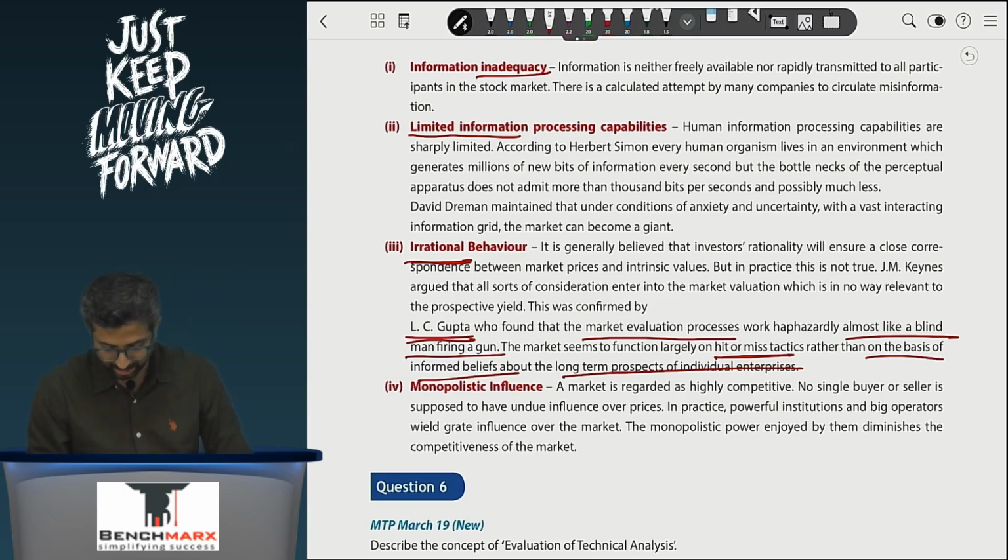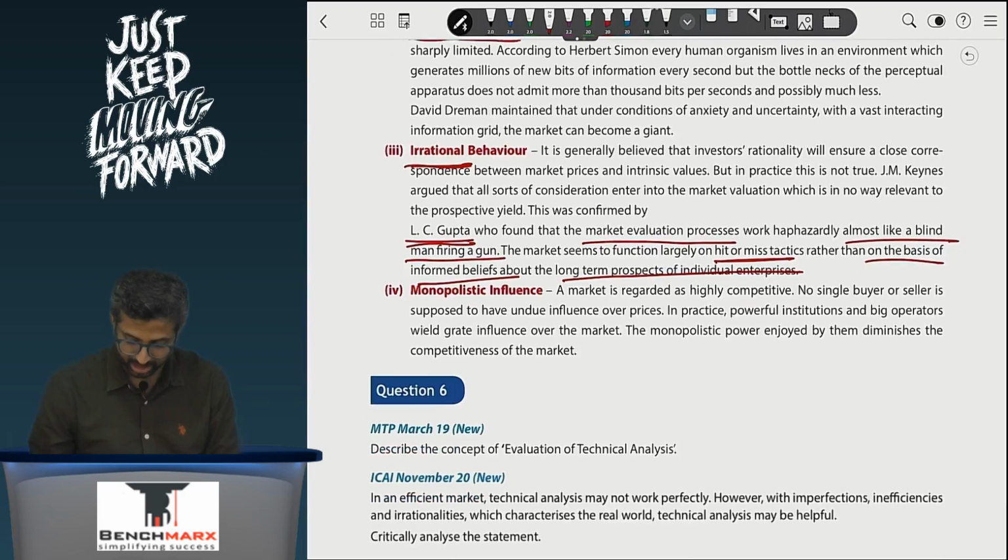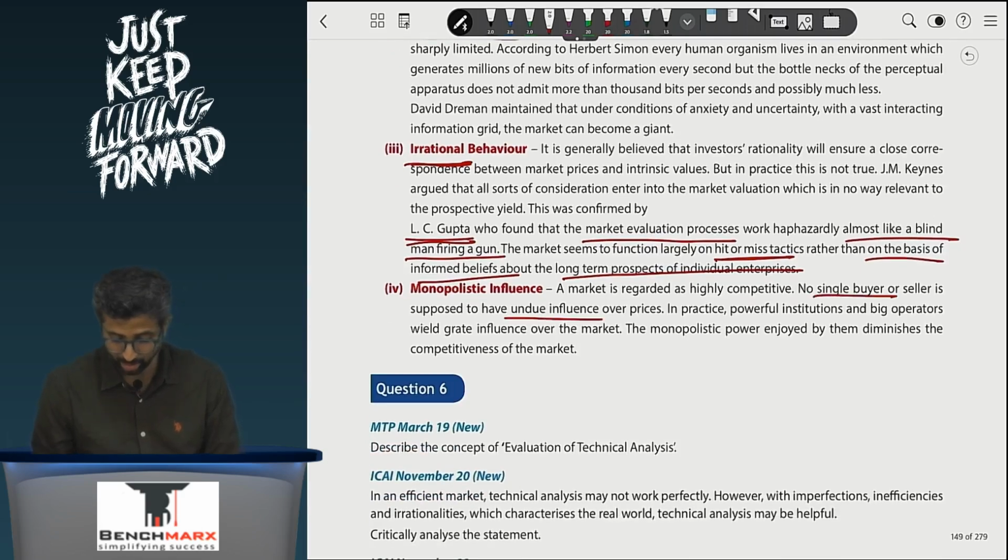And monopolistic influence. A market is considered as highly competitive, as no single buyer or seller is supposed to have influence. However, that is not necessarily the case, especially for small cap and mid cap companies. For large cap, yes, a lot of people have free float, but small cap, mid cap, no. It's not necessary that there may be the promoter or a few financial brokers. Harshad Mehta का आपने देखा, did he have enough influence? Yes. And as a result, it is not necessary that everyone has same power. There might be people who have deeper power.